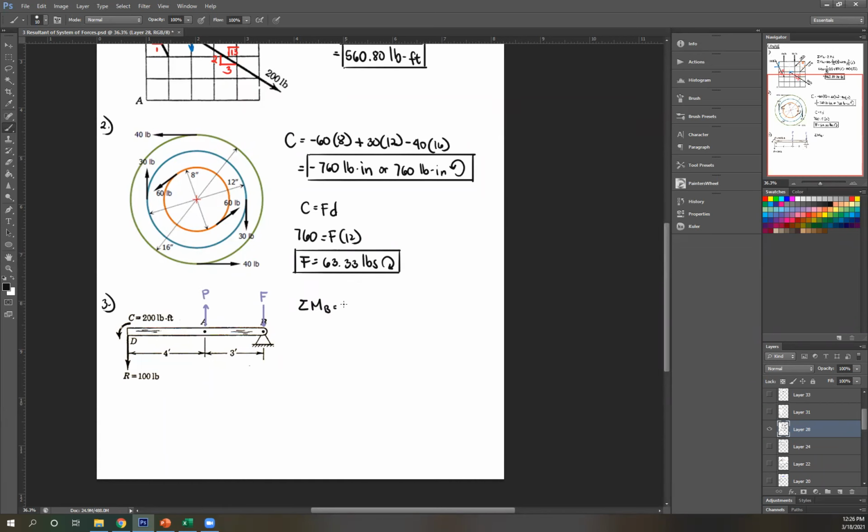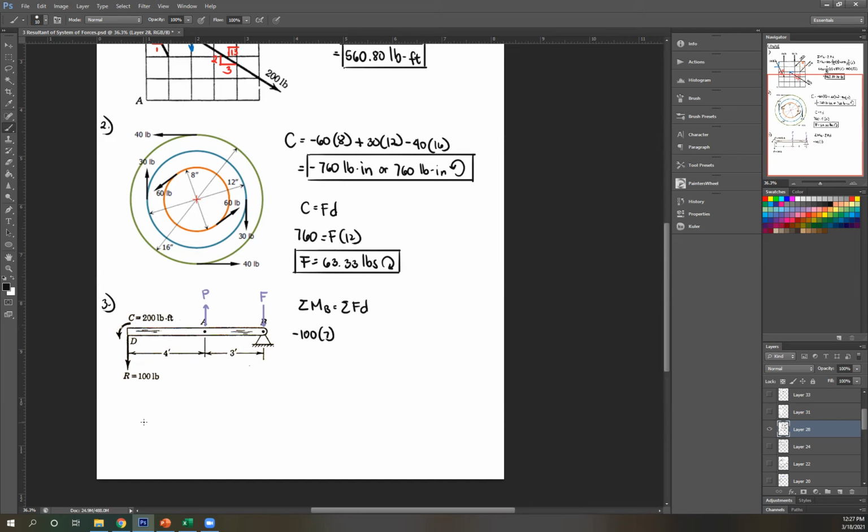Summation of moment at B is equal to summation of your single forces times their perpendicular distances. So this is for the resultant, this is for the single force. Let's start with the resultant, R. Again, we're taking moment about B, so rotate R about B, that is counterclockwise. So negative 100 times perpendicular distance, 4 plus 3, that's 7.